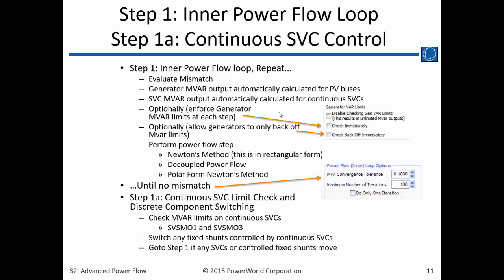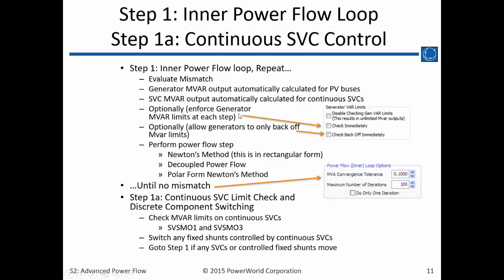Now there are some options related to these loops. So for example, step 1, the inner power flow loop will repeat evaluating the mismatch at every bus. It will check the generator megavar output automatically and calculate it for the PV buses. It will calculate SVC megavars automatically for SVCs that are set to continuous. Optionally, it will enforce generator megavar limits at each step. Typically, we don't do that.